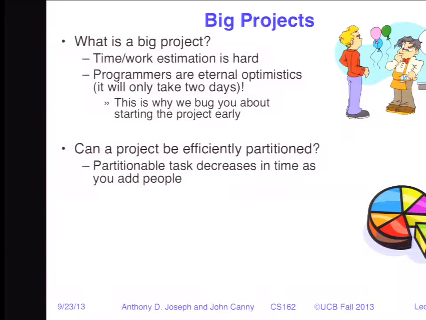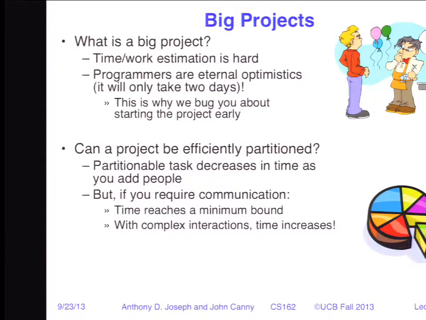If it's partitionable, then as we add more people, the total time will decrease. Right? We add a person, give them a new partition. Add a person, split a partition, one person working on one part of it, the other person working on the other part. This works as long as the partitions are completely isolated. That is, no communication is required. If you require communication, time will very quickly reach a minimum bound. And if there are complex interactions between those partitions, then the time's actually going to increase.